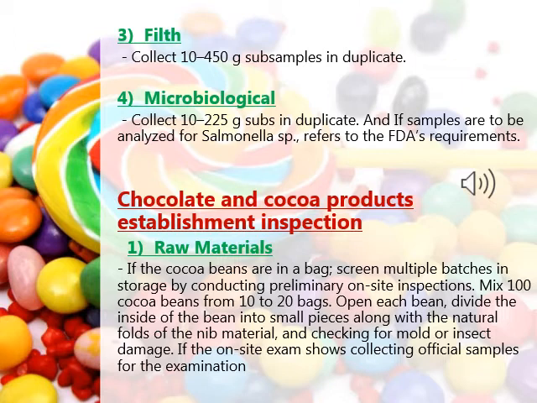In the case of chocolate and cocoa products, an established inspection, first, raw material. If the cocoa beans are in bags, screen multiple batches in storage by conducting a preliminary on-site inspection. Mix 100 cocoa beans from 10 to 20 bags. Open each bean, divide the inside of the bean into small pieces along the natural folds of the nib material, and check for mold or insect damage. If the on-site exam shows problems, collect official samples for examination.